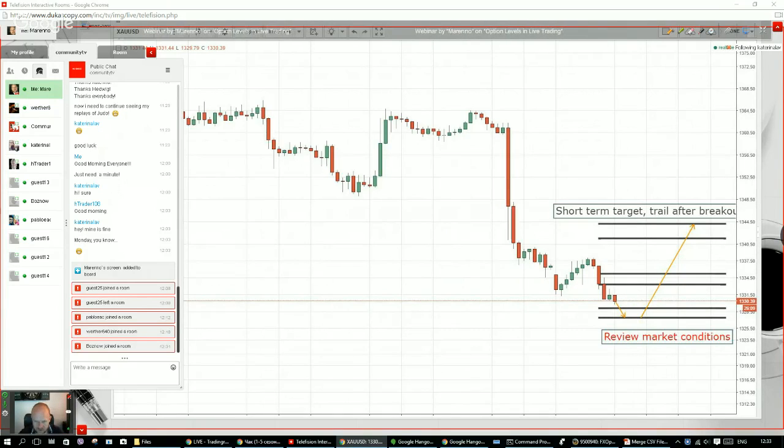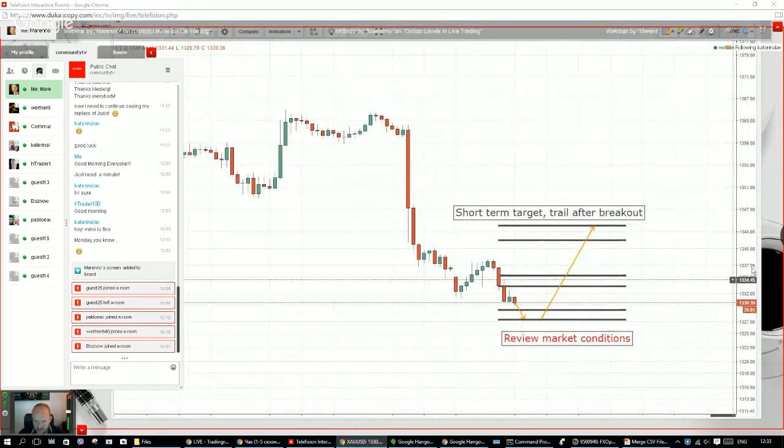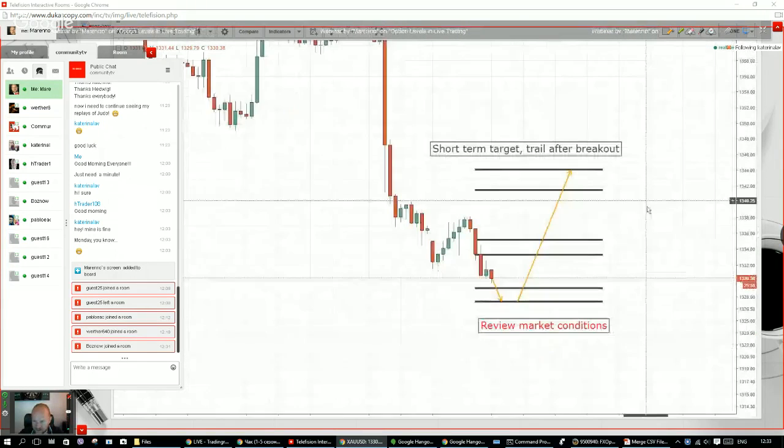So that's something you can do. You can, but this is not something you must do. What you must do is create your own approach to trade, and that's it.